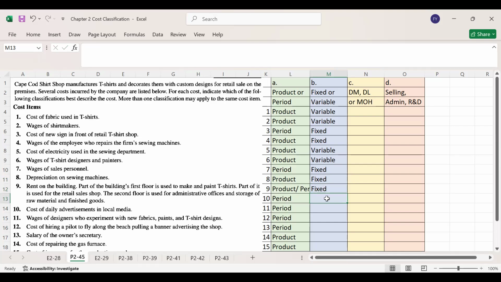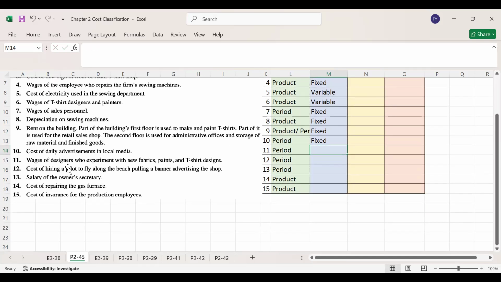Cost of the daily advertisement. So the cost of the daily advertisement again is not based on the number of units produced. So this is a fixed cost. Then wages of the designers who experiment with the new fabrics. So this would be the research and development cost. So this cost is basically fixed because this cost is not based on the number of units produced.